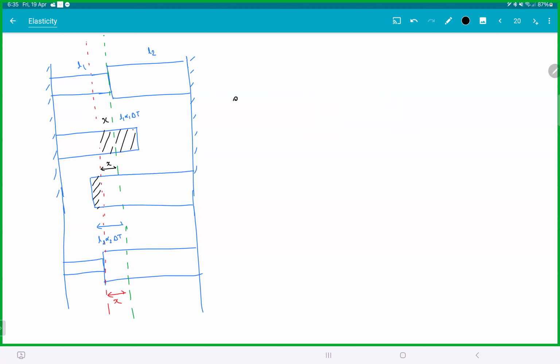So in this rod, the elongation E1 will be L1 alpha 1 delta T plus X. In this guy, the elongation E2 will be L2 alpha 2 delta T minus X. In both the rods, what is same? Tension is same in both the rods because it is an equilibrium. So the formula would be Young's modulus Y is tension times length by A delta L. So tension is same. So tension will be Y A delta L by L.